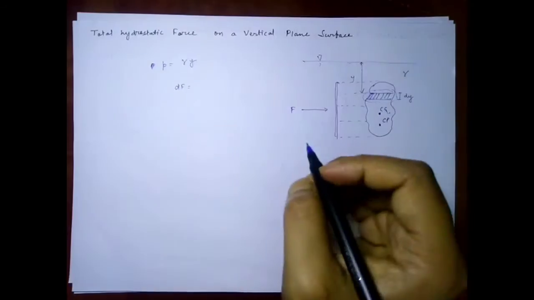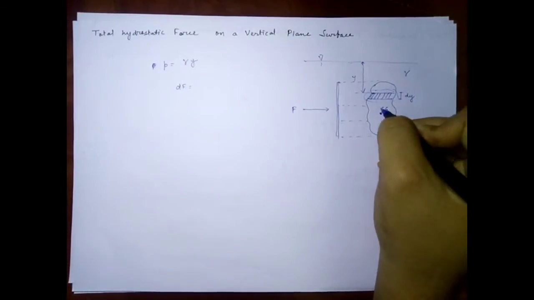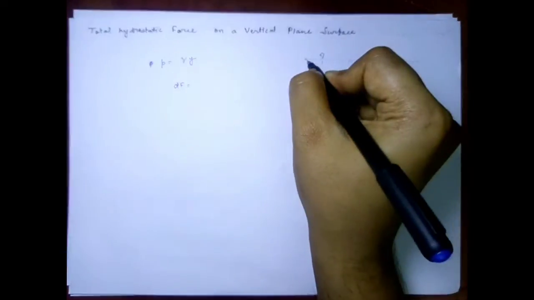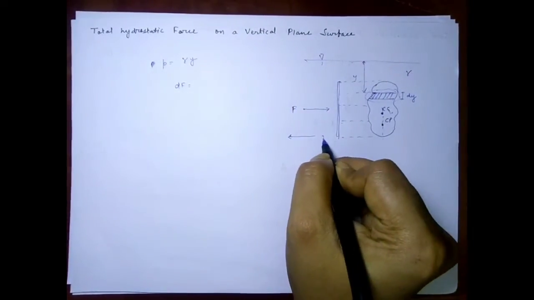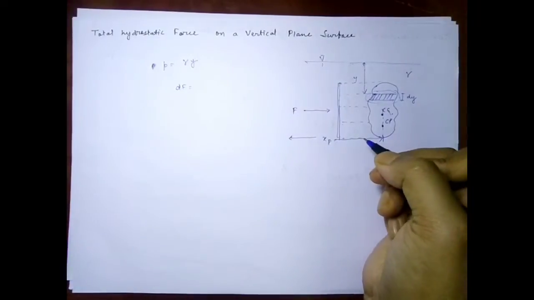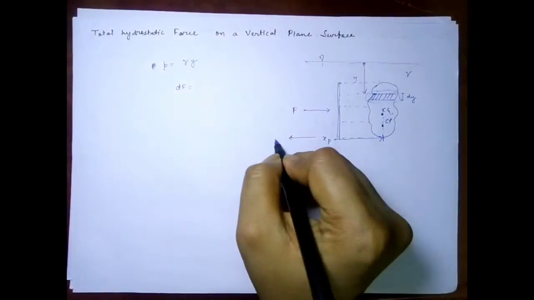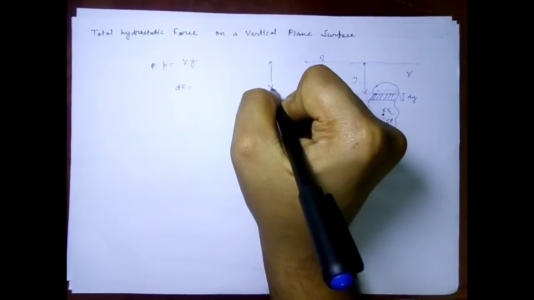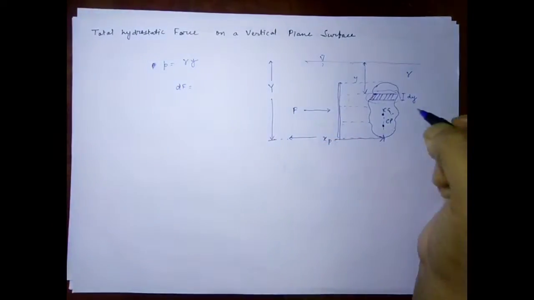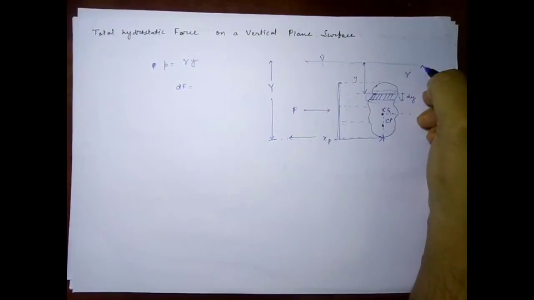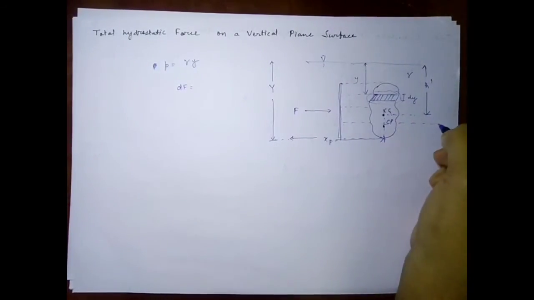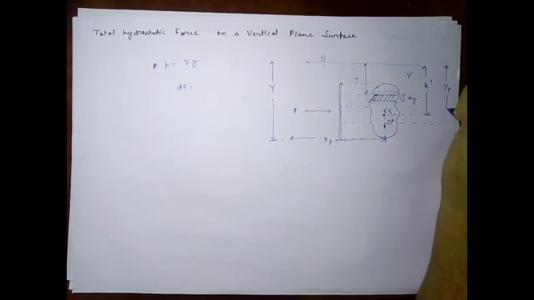This CG and CP are, suppose, XP distance away, and the bottommost part is at a depth of capital Y. CG is at a depth h dash, and CP is at a depth YP.